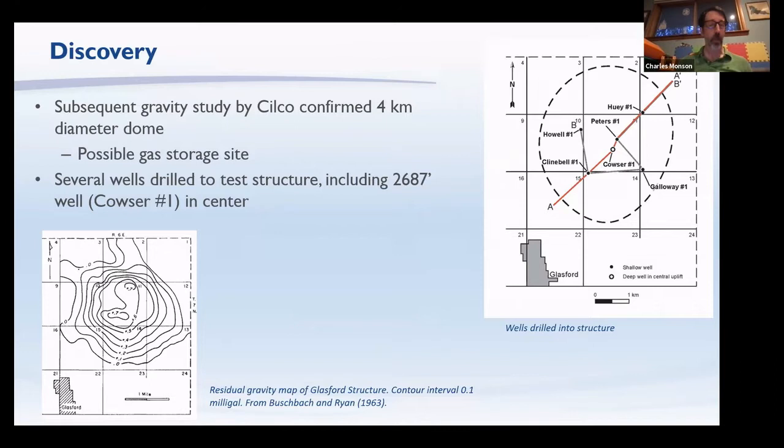And so, in order to find out more about the structure, they sank several more wells into different parts of the dome. This over here is a little map of where all the different wells that they sank were. Peters number one is the one that I showed you before. They also drilled the well called the Cowser number one, right in the very center of the dome, and they went down 2,700 feet with it, and they cored at least the bottom 1,200 feet completely.